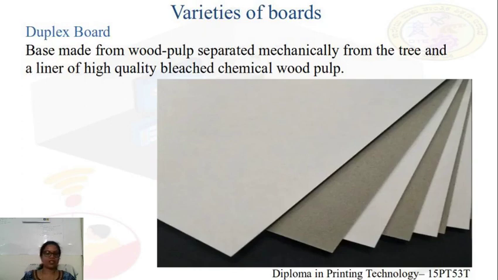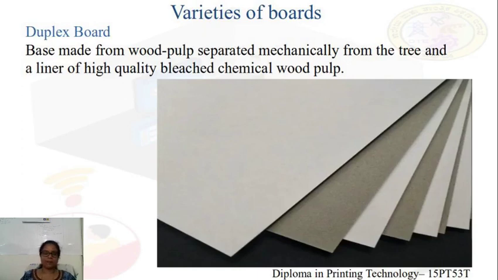Now, here the first variety of the board is the duplex board. In this duplex board, the base is made from wood pulp that is mechanically separated from the tree. At the same time, it is not bleached. If the pulp is not bleached, the raw color of the pulp is retained as it is, and the liner of the board is made with high quality bleached chemical wood pulp.